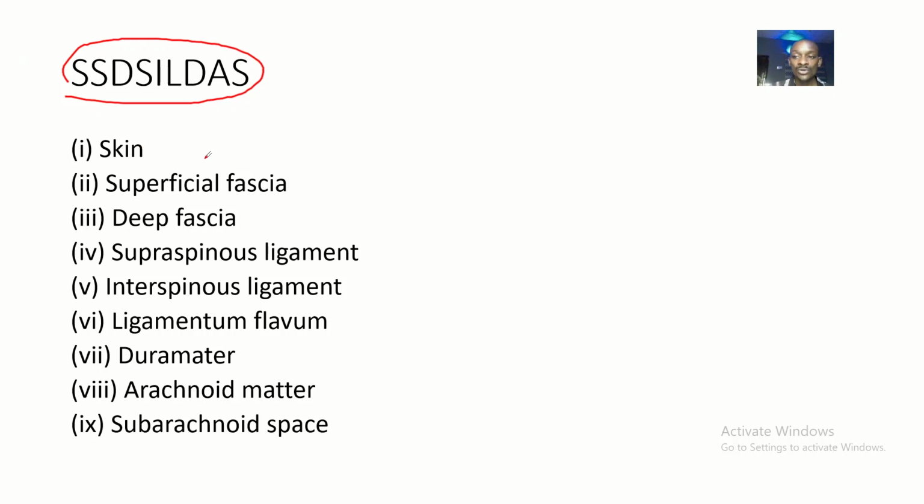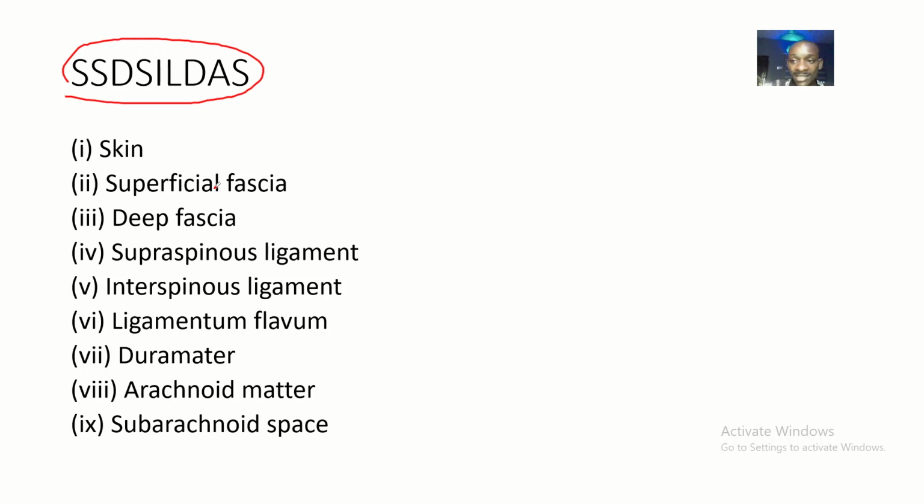The first S is what? Skin. Second S, superficial fascia. D is what? Deep fascia. S is what? Supraspinous ligament. I is what? Interspinous ligament. L is what? Ligamentum flavum. D is what? Dura mater. A is what? Arachnoid mater. S is what? Subarachnoid space. I hope you guys are following along with me.